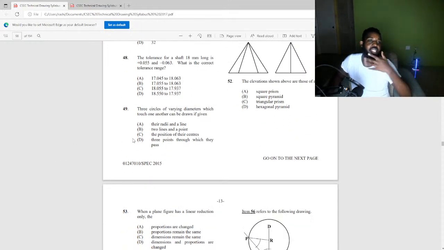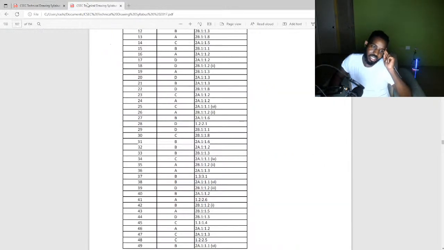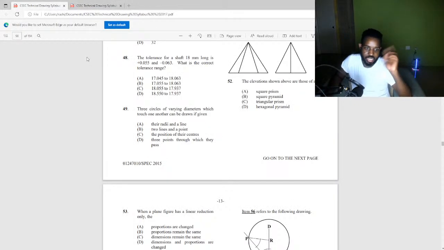Number 49 says, 3 circles of varying diameters, so 3 circles of different diameters, which touch one another can be drawn if given the radii and a line, 2 lines and a point, the position of their centers, or 3 points through which they pass. 49, yeah, 2 lines and a point.